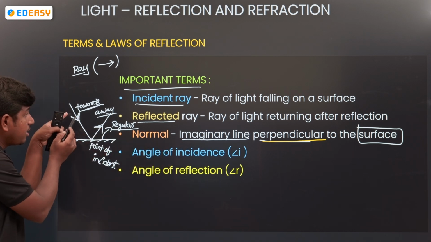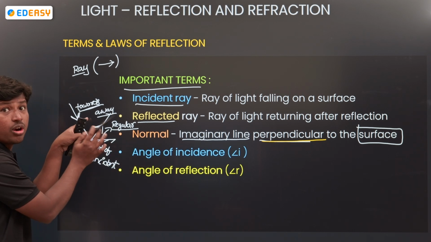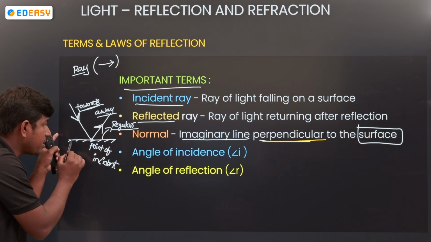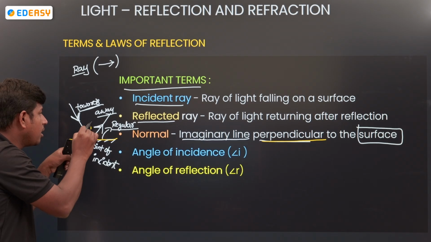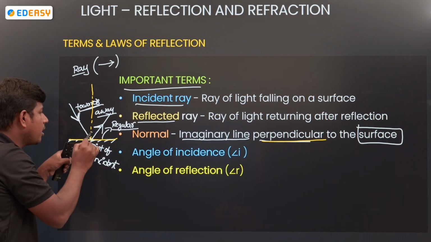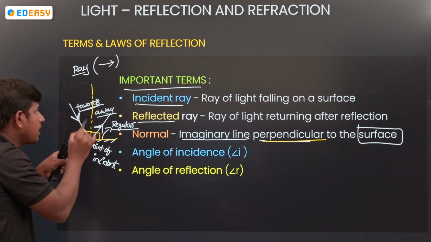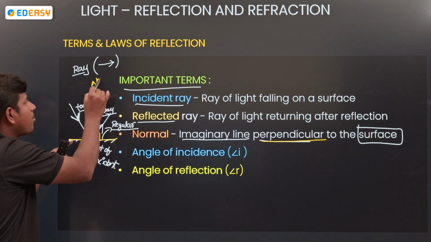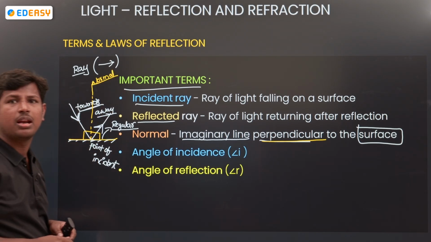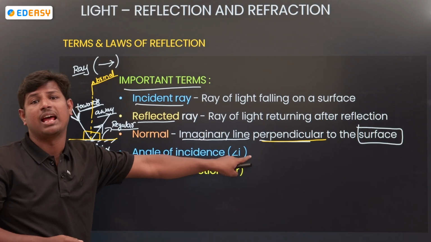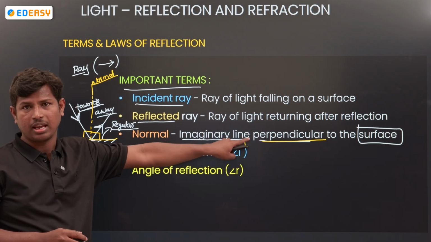It is not perpendicular to the incident ray or the reflected ray. For the surface, where is the surface? This is the surface. To the surface, let us take a perpendicular. This perpendicular line we call the normal, and it is an imaginary line. Clear? Okay, incident ray, reflected ray, normal.